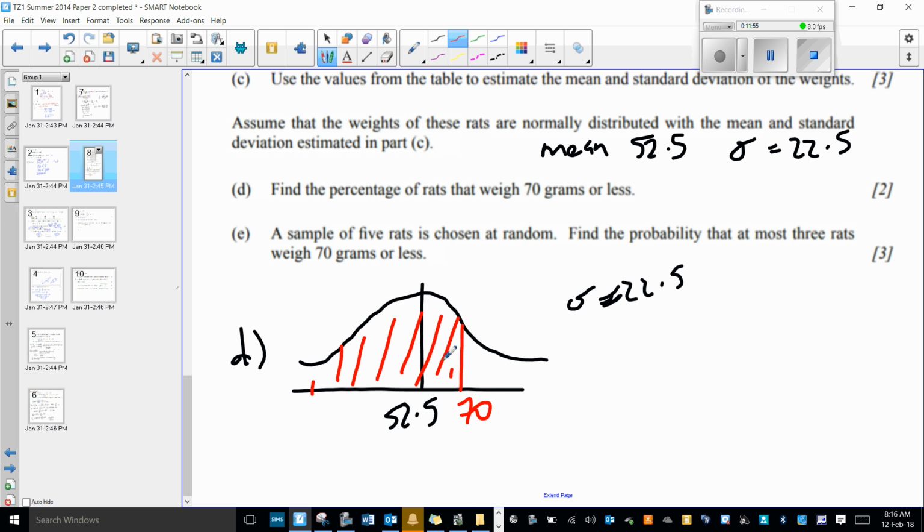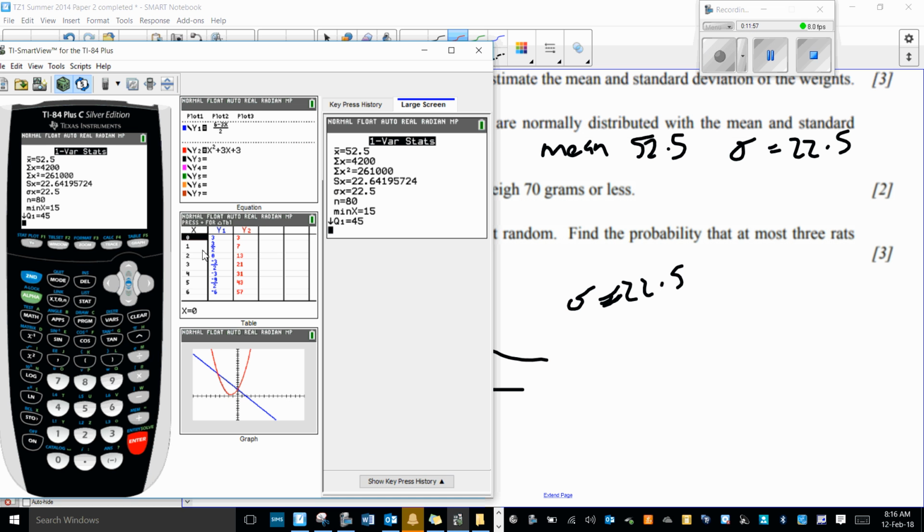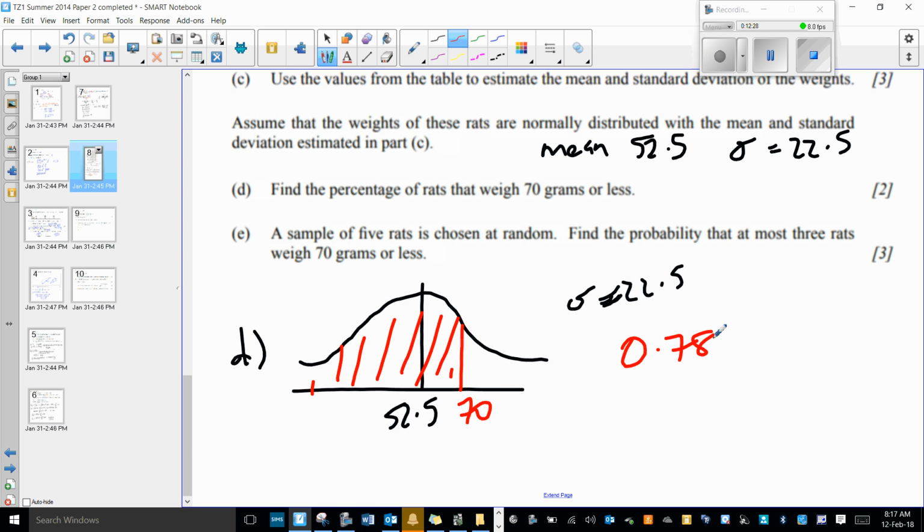So we are going to do second. Here we go. We've got normal CDF. Left is small number, that's fine. Up at 70. Mean is 52.5. Standard deviation is 22.5. So 0.782.